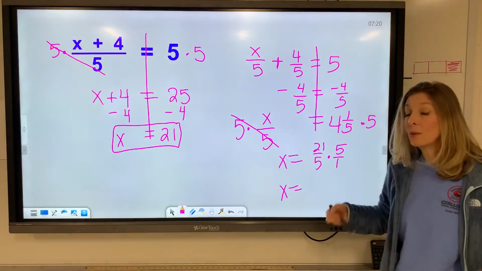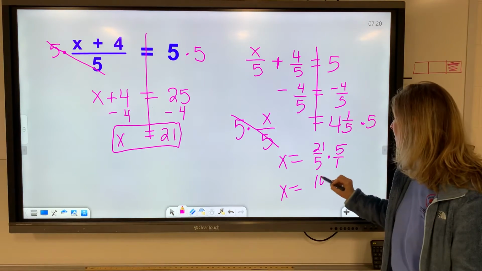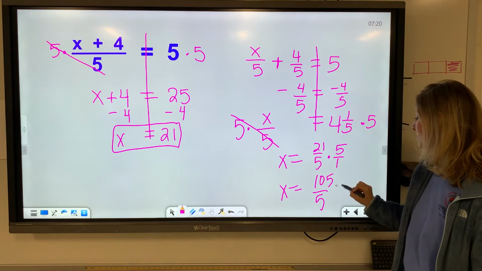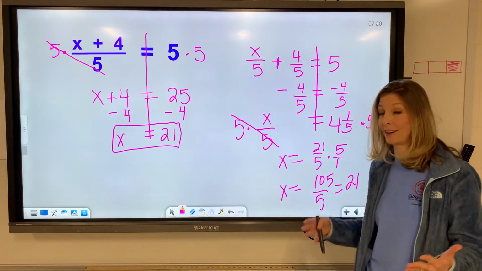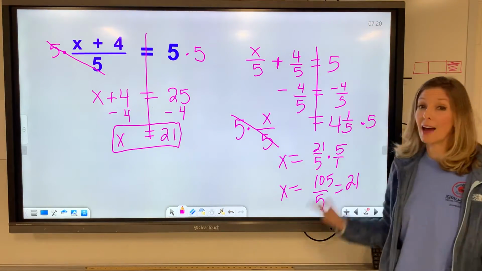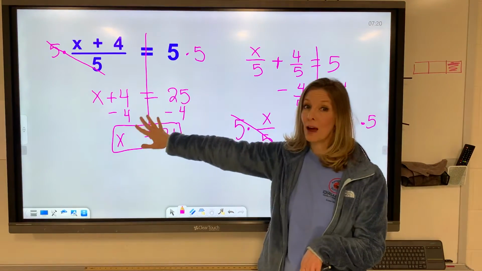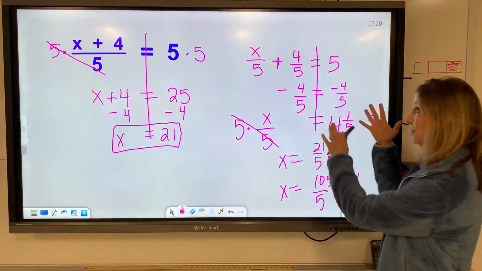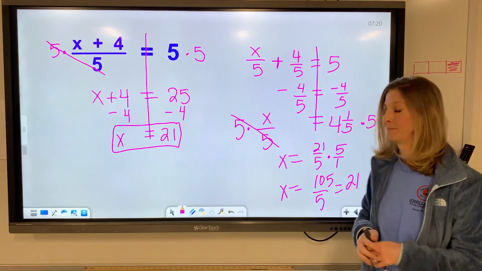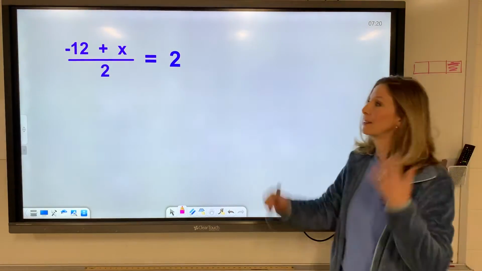Let's see, 21 times 5 is 105 over 5, and that simplifies to 21. So just taking a look here at these two versions, I don't know about you, but I'd much rather just multiply the entire thing by 5 rather than break it down like this. All right, let's look at another example.